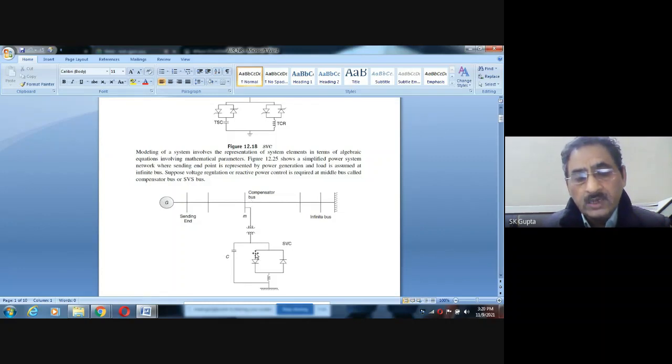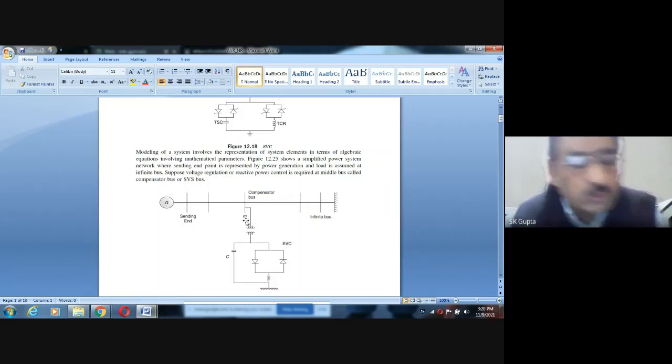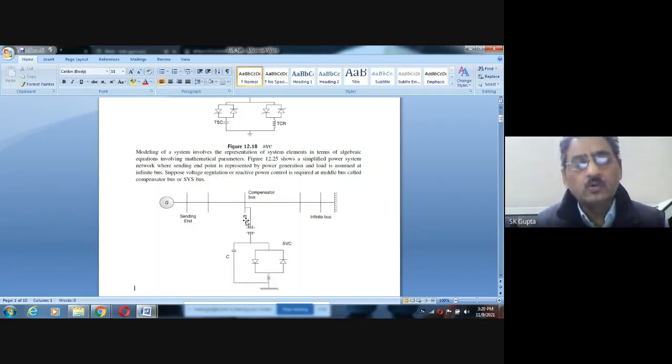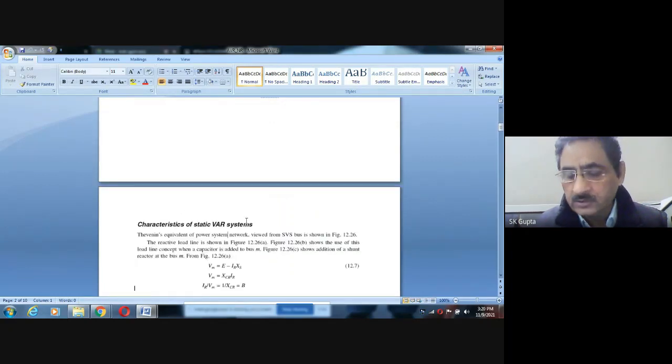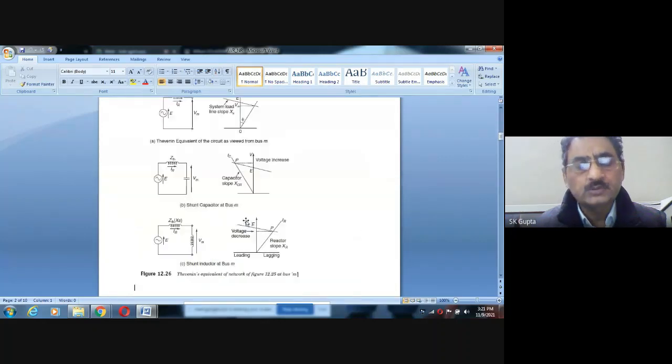Neither can the reactive power supplied be a predetermined value as in the case of a generator. So this is the difference. That's why it is not good to presume this bus as a PV bus. Then how do we incorporate this static VAR compensation system while doing the load flow study? This is to be seen.